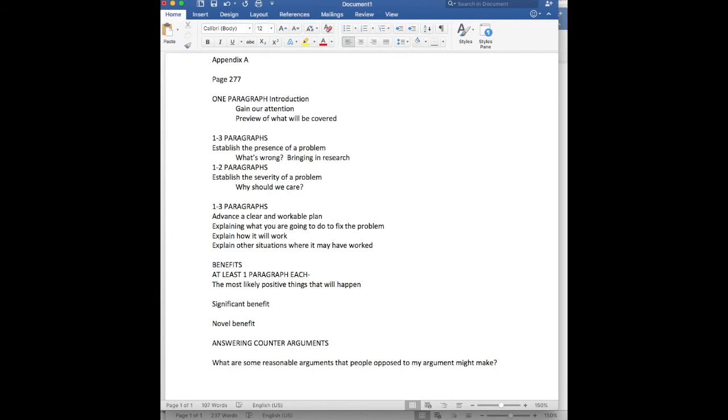It doesn't help anything. What you're trying to do here is make your audience say to themselves, look, these people are thoughtful. You are a thoughtful person who has considered both sides, and you're making an objective assessment of the right thing to do here. Okay, so it's what are some reasonable arguments that people opposed to my argument might make, and then you still need to defeat these arguments.